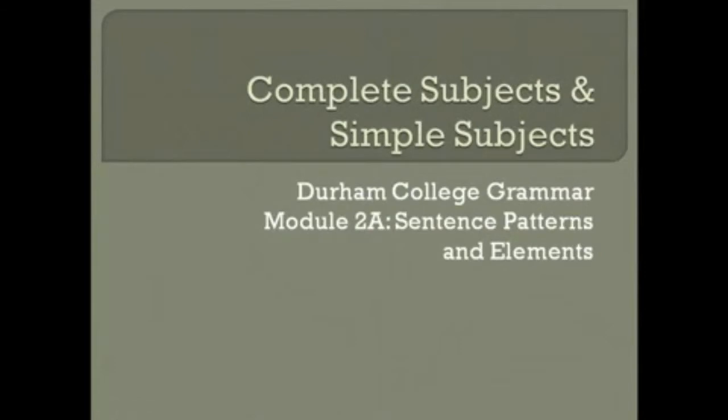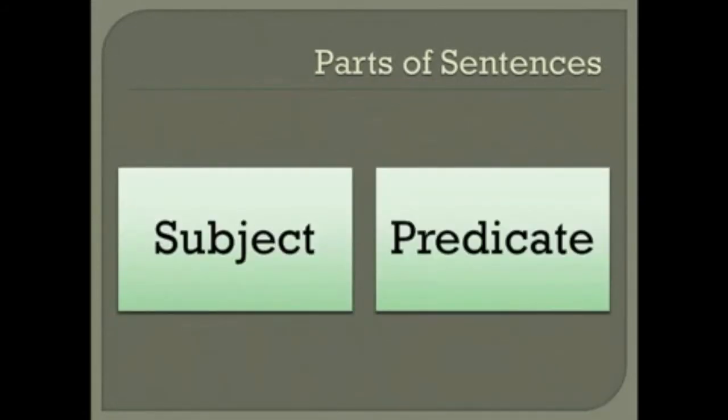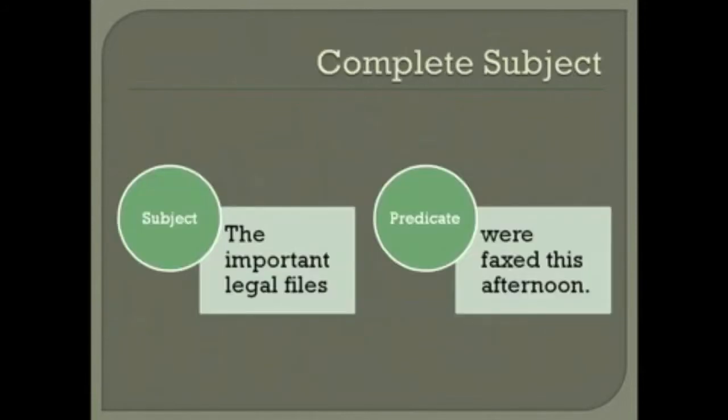This PowerPoint presentation will discuss how to determine the complete subject and simple subject of sentences. All sentences must have two parts, a subject and a predicate. A subject is who or what is being talked about, and the subject is therefore the topic of the sentence. The predicate is what is being said about the subject, such as what the subject is doing, what is being done to the subject, or simply what the subject is. Since the subject is who or what is being talked about, subjects are naturally nouns or pronouns.